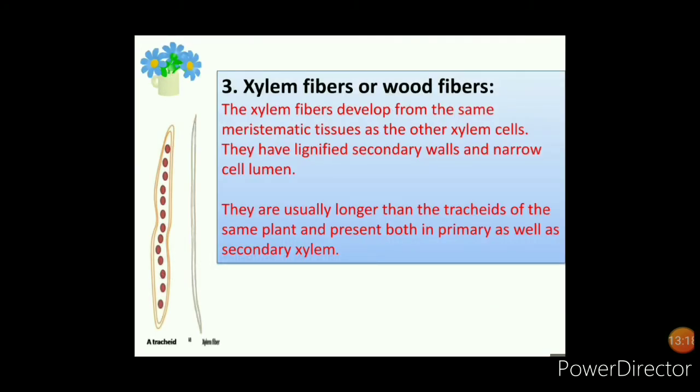The third important component of xylem is xylem fiber, also called wood fibers. The xylem fibers develop from the same meristematic tissues as the other xylem cells. They have lignified secondary walls and a narrow cell lumen. They are usually longer than the tracheids of the same plant and present in both primary as well as secondary xylem.